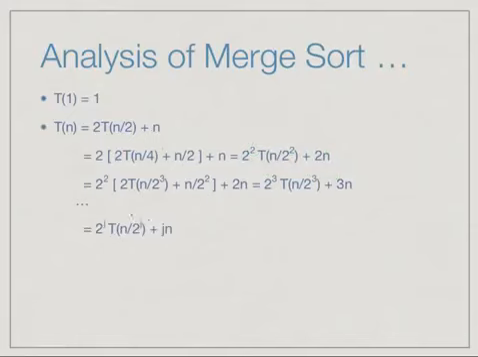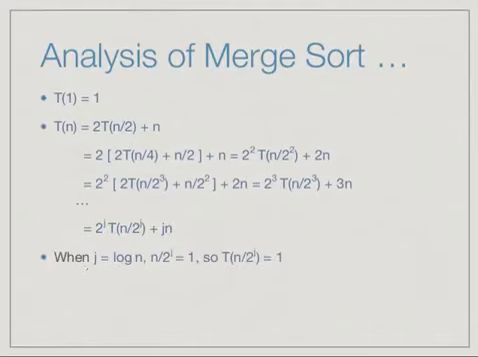So in this way, if we keep going after j steps, we'll have 2 to the j times T of n by 2 to the j plus j times n. Now, how long do we keep doing this? We keep doing this till we hit the base case. So when j is log of n, where by log we usually mean log to the base 2, then n by 2 to the j will be 1, and so T of n by 2 to the j will also be 1.